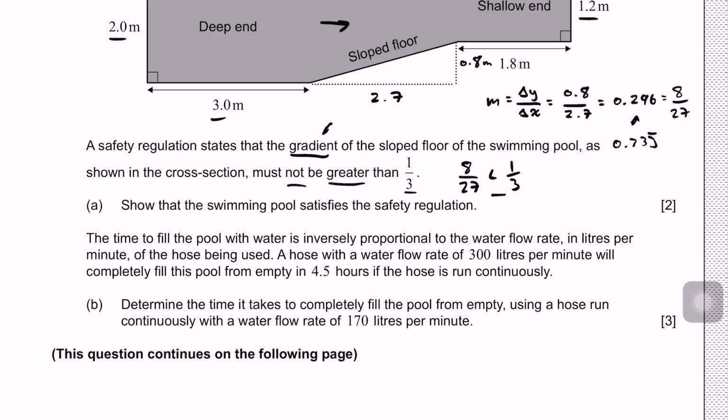So what could we do? We see that 3 and 27 are actually related to each other. So what do we need to multiply 3 by to get to 27? Well, we need to multiply it by 9. And if we do that to the top and the bottom, then we can write an equivalent statement that says 8 over 27 is less than 9 over 27. And yeah, things are satisfied.